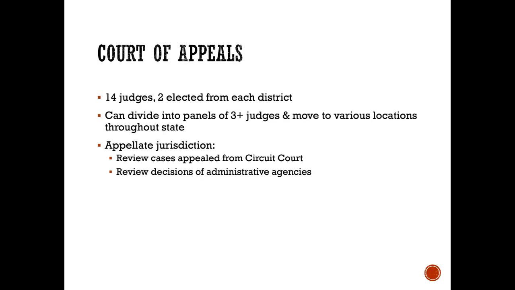And then next, the Court of Appeals was updated. So they have 14 judges, and 2 are elected from each district. And these 14 judges can divide into groups of 3 or more, and they move around to various locations throughout the state. So it lets them break into smaller groups, and hopefully hear more cases in more locations. Again, the Court of Appeals only has appellate jurisdiction. So they only review cases that are appealed from the circuit court, and they only review decisions of administrative agencies.